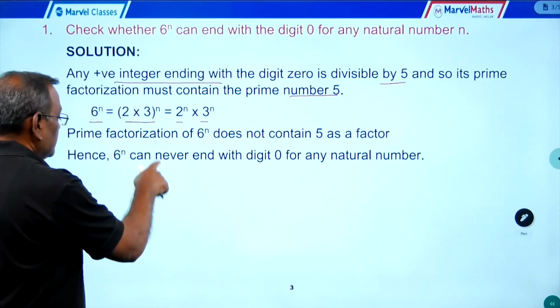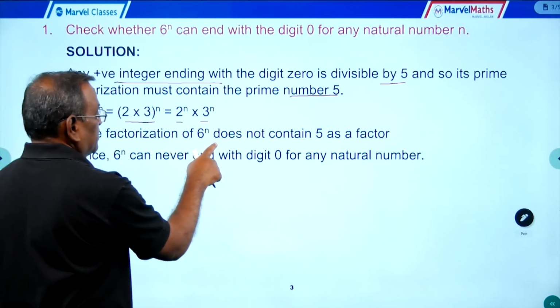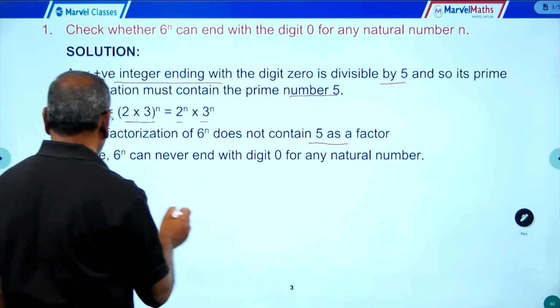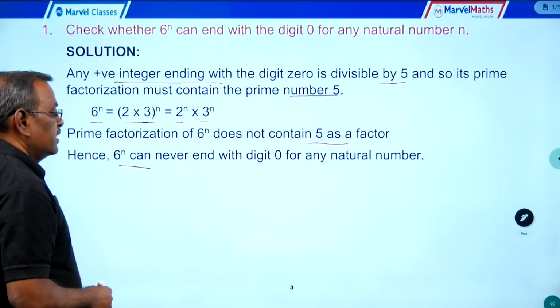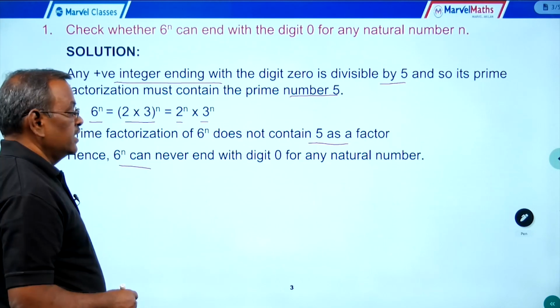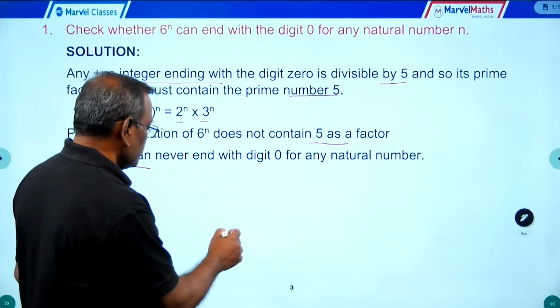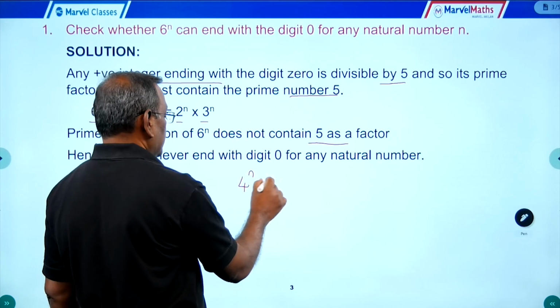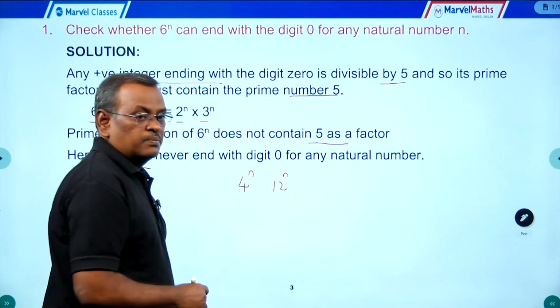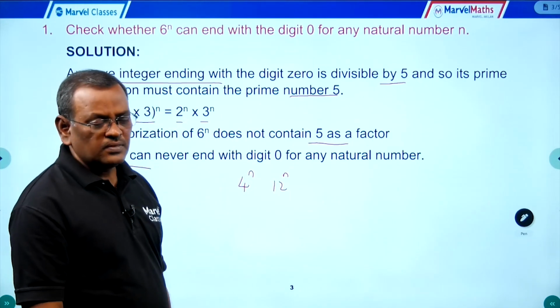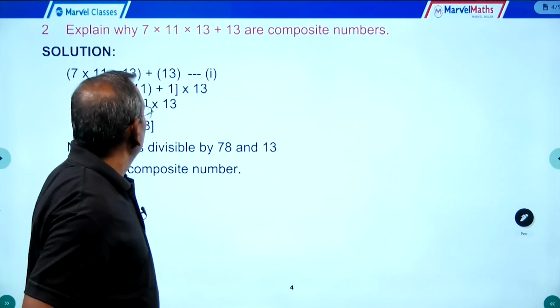Write proper conclusion. Prime factorization of 6 power n does not contain 5 as a factor, hence 6 power n can never end with digit 0 for any natural number n. Similar questions you can practice, 4 power n, 12 power n. You can expect this type in 2 marks.